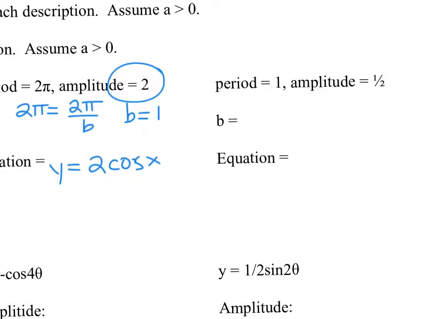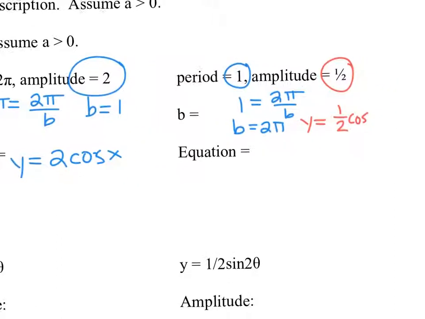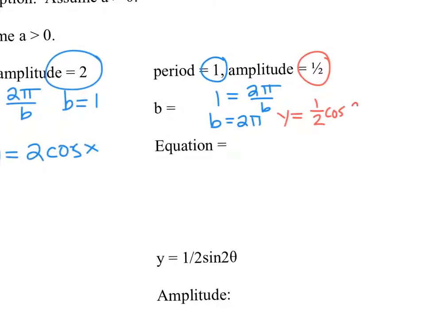And then the third one, the period is 1. So it doesn't have a pi in it, that's okay. So 1 equals 2 pi over b. Solve for b, so b equals 2 pi. So my equation is just going to have a pi in it. So it's going to be y equals 1/2 cosine of 2 pi x. Don't forget to put the x in there. So pi, people get confused, that is not a variable. Okay, so pi is an actual irrational number. So don't just stop at 2 pi, make sure you put the x in it.